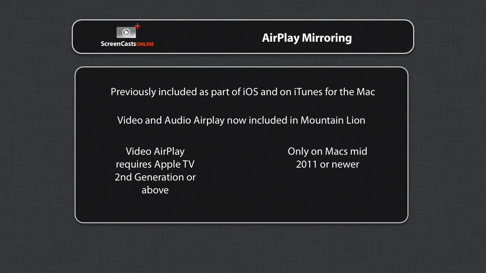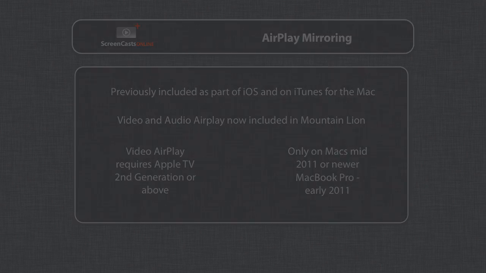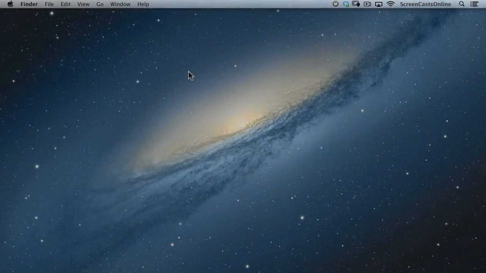So the iMac, the Mac Mini, the MacBook Air, and the MacBook Pro. In fact, the MacBook Pro is early 2011 or newer. So if you have machines older than that, unfortunately, you won't be able to use the built-in AirPlay mirroring. There are some third-party applications and solutions, which I'll mention at the end of this section, but let's just focus on the standard AirPlay mirroring built into OS X Mountain Lion.